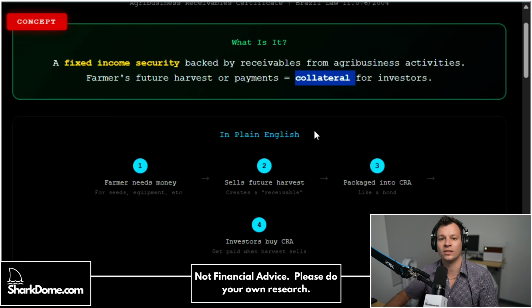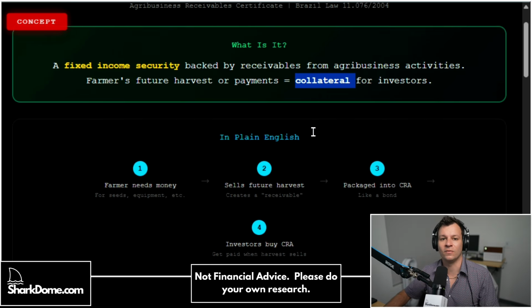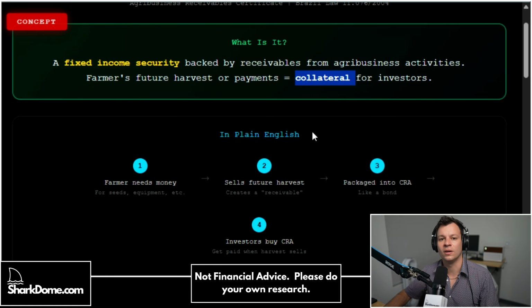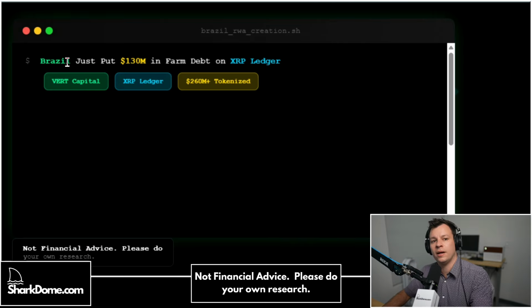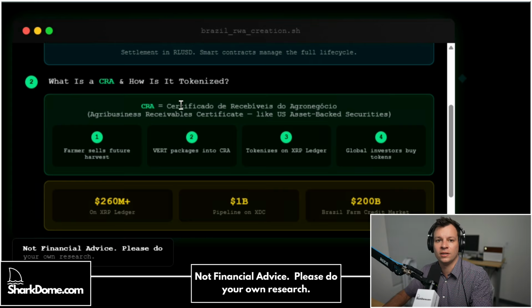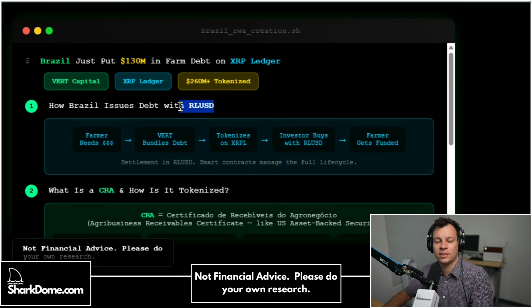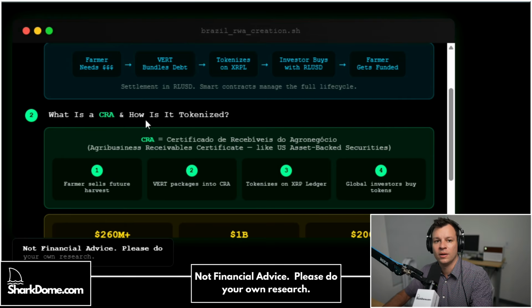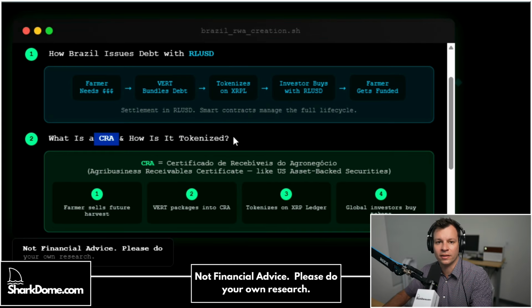Inferring that they probably just created so many of these, and investors are like, look, I'm not buying this anymore. You got to put this on the blockchain. Today, I'm talking to you about Brazil and how they put $130 million in farm debt on the XRP Ledger, how Brazil issues the debt with the stablecoin RLUSD, and what exactly is this debt, the CRA, and how is it tokenized on the ledger?